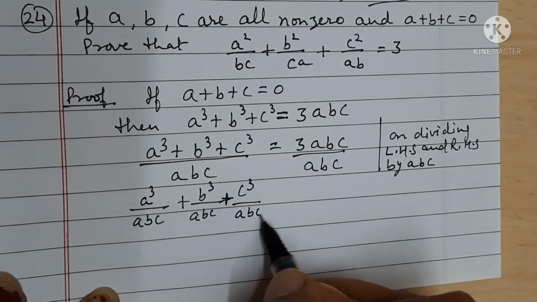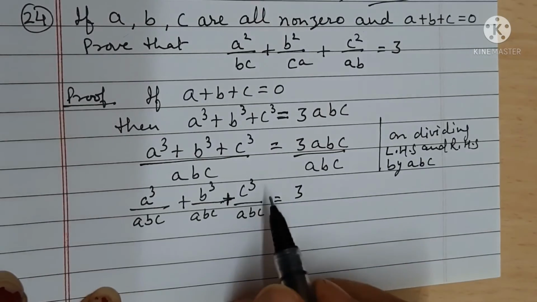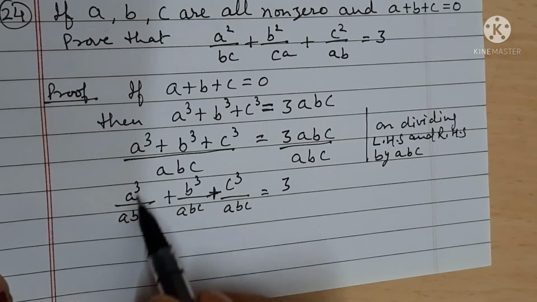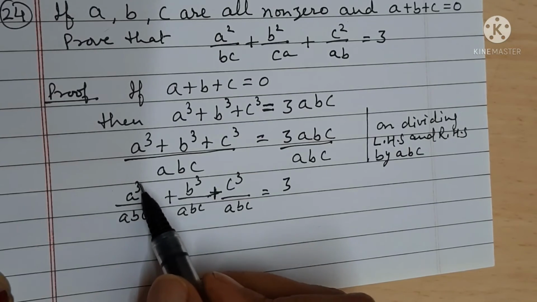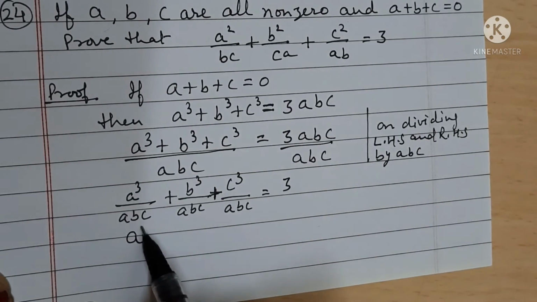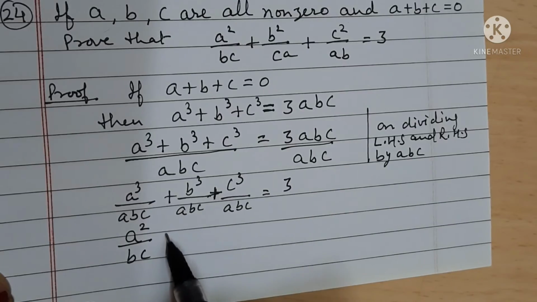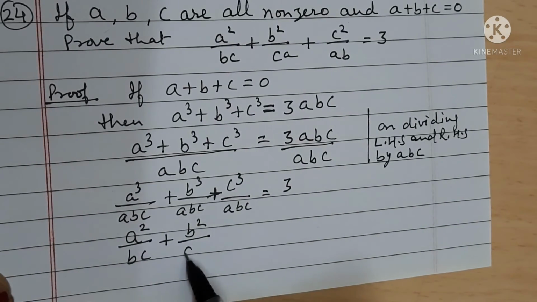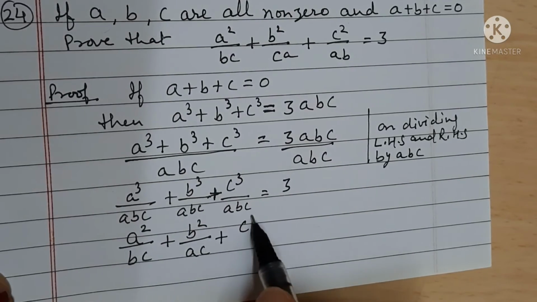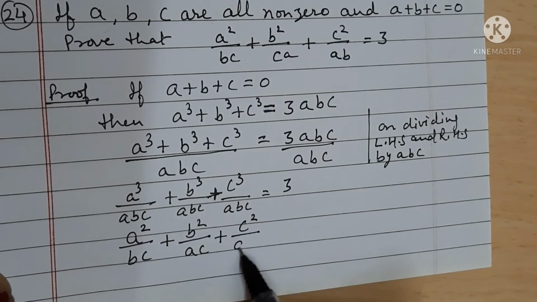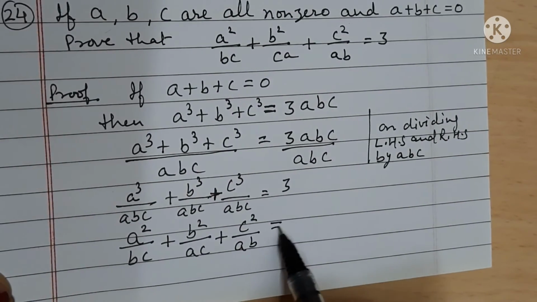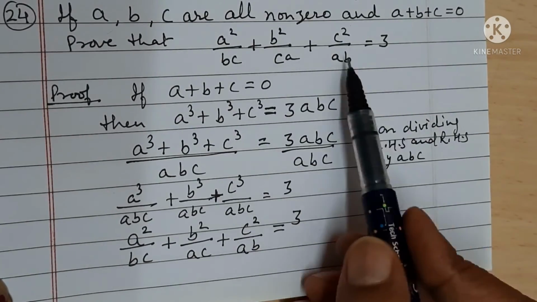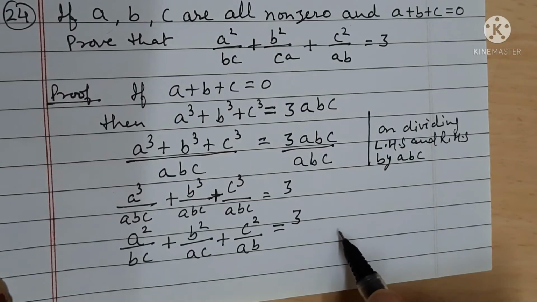abc is equal to 3. The next step will be, here a cancels and you will get a square. So a square upon bc plus b square upon ac plus c square upon ab is equal to 3, which we had to prove. Now proved.